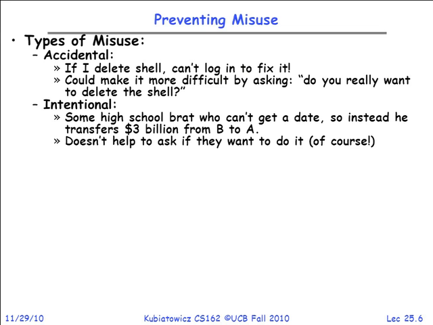Accidental stuff is arguably easier to prevent than intentional, which is, some high school brat, basically, who can't get a date, transfers $3 billion from B to A. And it really doesn't help to ask if they really want to do it because, of course, they want to do this. Okay, and so this is a question of, are your mechanisms, whatever they are, and your policies, whatever those are, sufficient to prevent this? And of course, in the pantheon of policy and mechanism, what's the part that often fails? How many people think policy usually fails? Okay, how many people think mechanism usually fails?